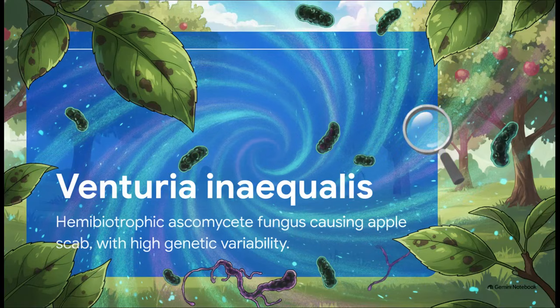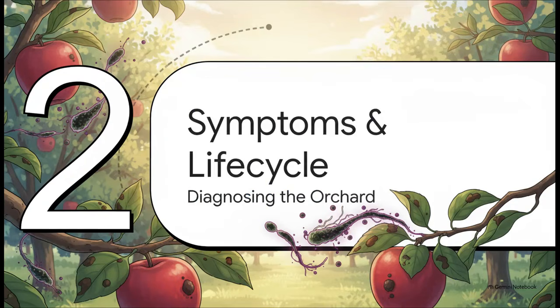The specific culprit we're dealing with here is called Venturia inaequalis. It's a hemibiotrophic ascomycete fungus, which I know is just a really fancy way of saying it acts like a parasite. It feeds on living plant cells before eventually killing them off. But what makes this pathogen such a massive global threat is its crazy adaptability. There are at least 8 known physiological races of this fungus out there, meaning it is constantly evolving to overcome our tree's defenses.